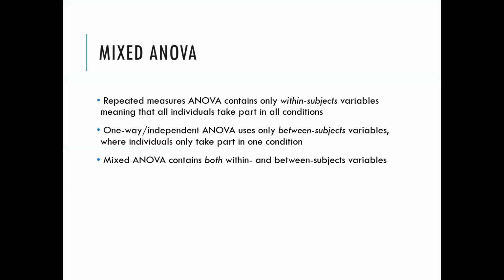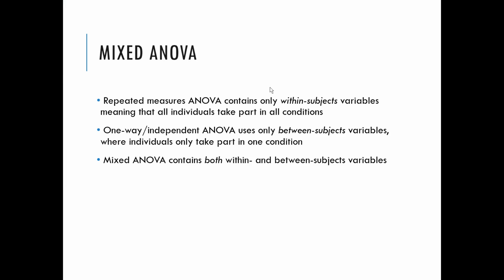So let's talk about mixed ANOVA. Repeated measures ANOVA contains only within subject variables, meaning all individuals take part in all conditions. For example, we have a group of individuals and we're measuring temperature at different time points. All of those measures are happening within the same individuals, so we have a within subjects variable.